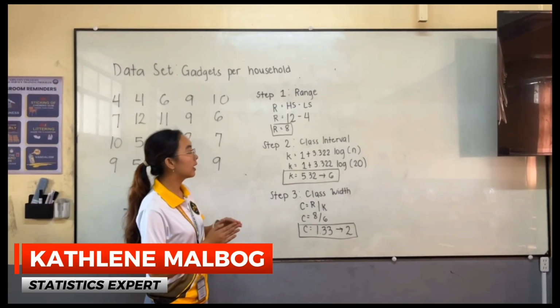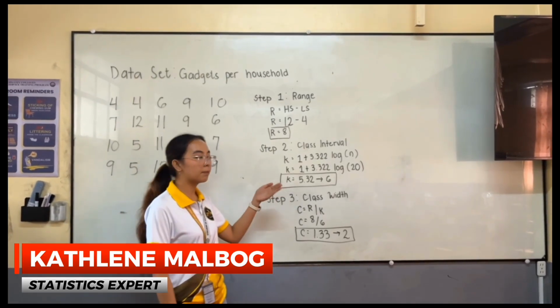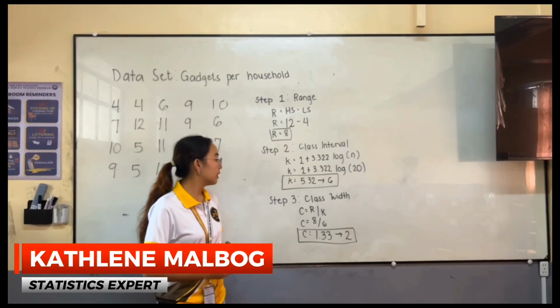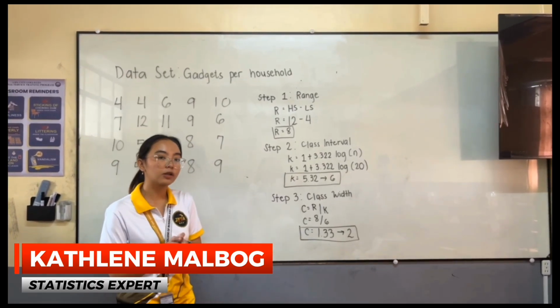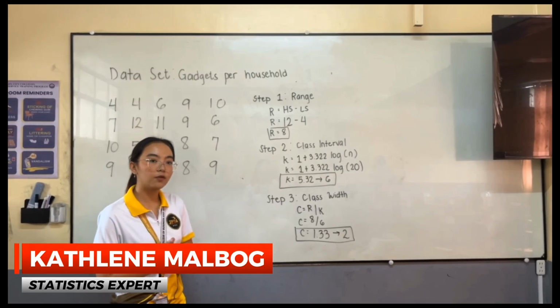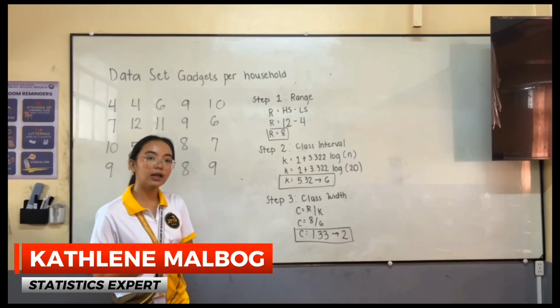So remember po na kapag ang class interval ay may decimal, we always round up. Regardless po kung ito po ay 5.5 or 5.4, lagi po siyang mare-round up. And then for our last step, before we proceed to our frequency distribution table, is to determine the class width. So gagamitin po namin yung formula, range over class interval. So substitute lang po natin yung mga value natin.